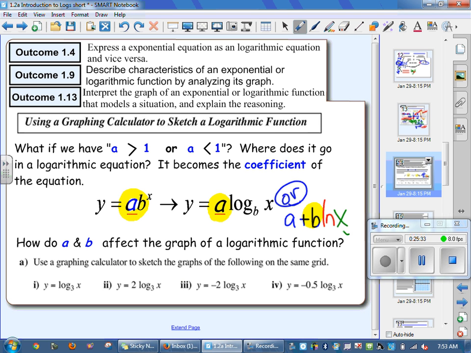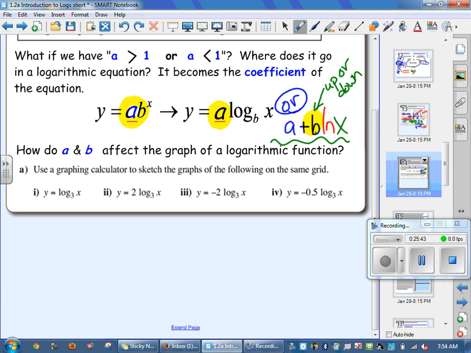So let's take a look at a couple examples. If we graph all of these on the same grid, put them into your y equals, please. Put the first one into y1, the second into y2, the third into y3, and the fourth into y4. Let's take a look and see what those graphs look like. Push play when you're ready.